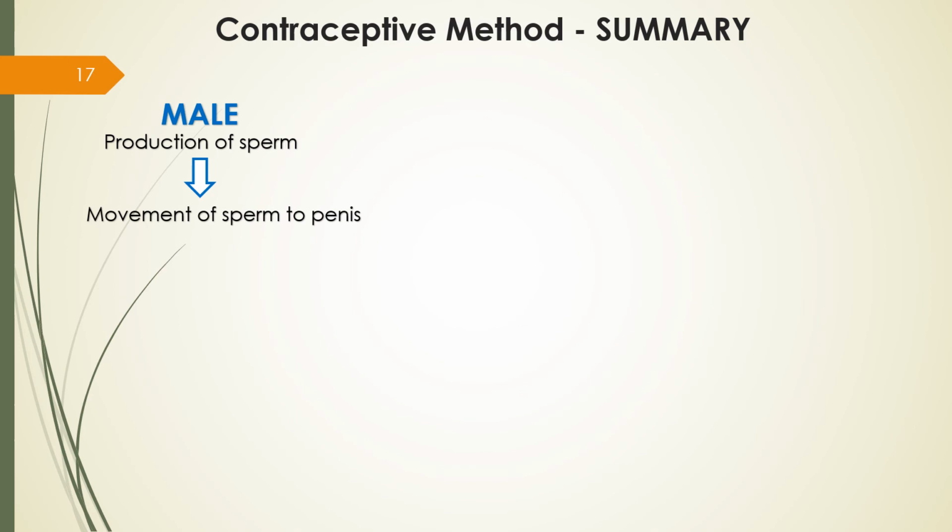So now I'm going to do a summary about the action of each of these methods. For example, for the male, the production of sperm. After production of sperm, movement of sperm to the penis. So which method can we use to avoid it? The vasectomy. If you produce the sperm and you don't want the sperm to move into your penis, you need to do the vasectomy. This vasectomy will cut the vas deferens, so the sperm will not be released into the rest of the semen.